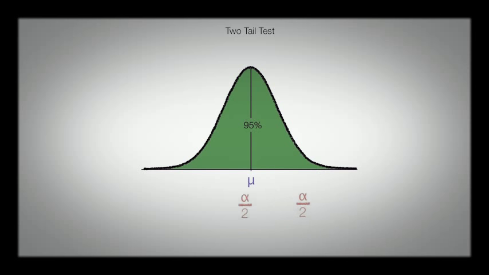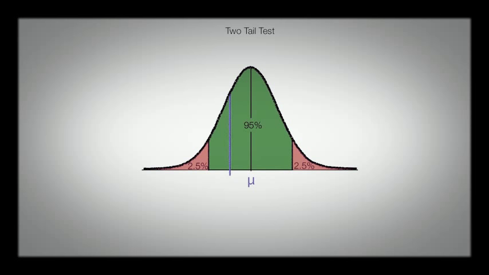You'll also see this alpha divided by 2 in other statistics formulas, and this is what it's referring to. There is 2.5% on the left and 2.5% on the right. 2.5% plus 95% plus 2.5% equals 100%. This means all observations and all events are covered.